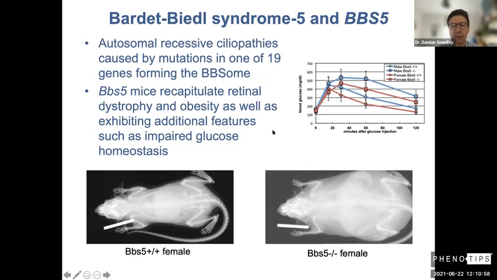And what we found when we produced the IMPC mouse by producing a homozygous knockout of this gene, we found the same retinal dystrophy phenotypes and obesity. So you can see clearly on the right, the knockout is much more obese than the wild type on the left. But we also found some additional phenotypes, such as impaired glucose homeostasis. So again, it'd be nice to get back to the patients and see if similar phenotypes are seen in the patients and whether this could be a factor in their symptoms.